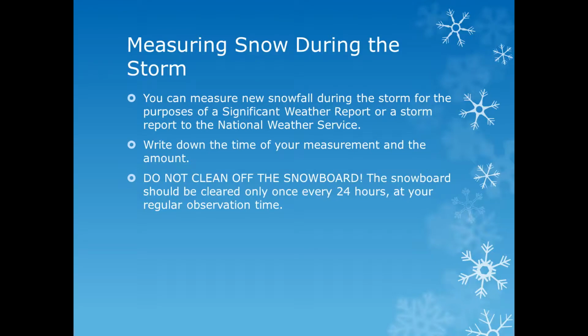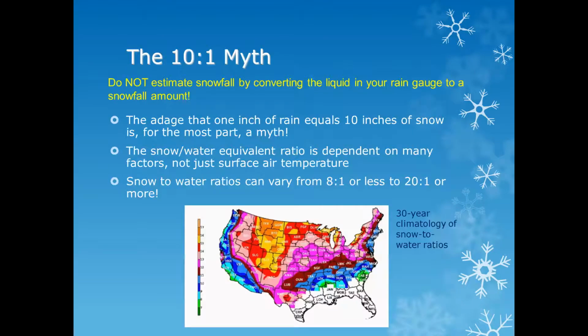Another thing I want to talk about is what I call the 10-to-1 myth. We know there are people out there in CoCoRaHS and probably elsewhere that use the 10-to-1 ratio to estimate snowfall. 10-to-1 occurs. It does. We know it does, but it occurs a lot less than you might think.